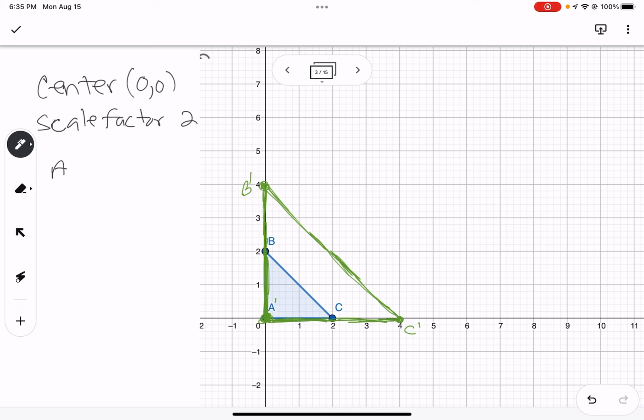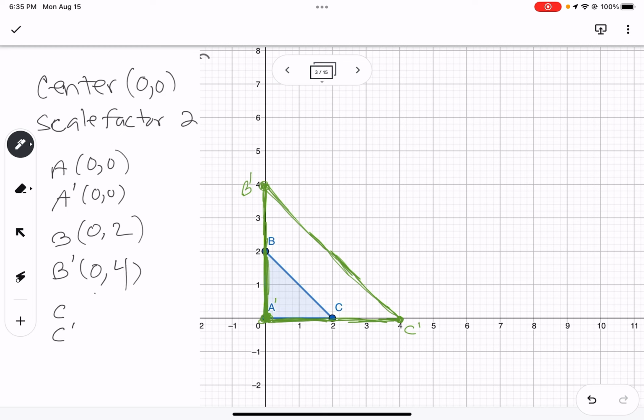Now I promised we would look at the coordinates. So A was our center, and as you've seen in the past, the center is not changing if a point is the center, right? So A is 0, 0, and A prime is also 0, 0. Let's take a look at B and B prime. B used to be 0, 2. B prime is 0, 4. And then there is C and C prime. C is 2, 0. And C prime is 4, 0.